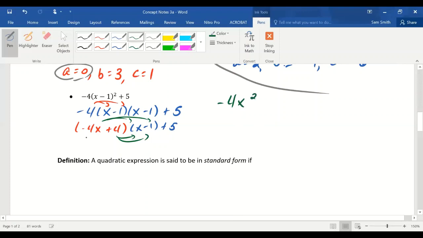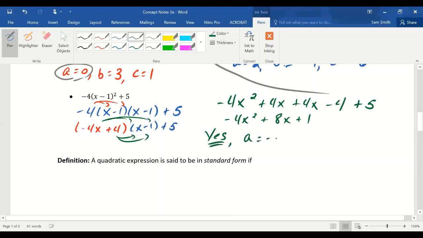And then just as in the previous part, I'm going to FOIL, I'm going to distribute, and I'll get negative 4x squared, negative 4x times x. I get negative 4x, negative 1 times positive 4x in the center, and on the outside, 4 times minus 1. And then this lingering plus 5 from the outside. And after combining negative 4x squared, 8x, and 1, I would conclude that yes, this is quadratic, with an a of negative 4, a b of 8, and a c of 1.